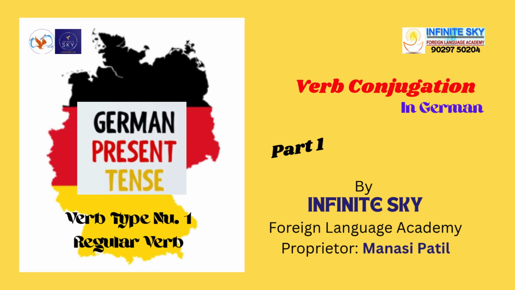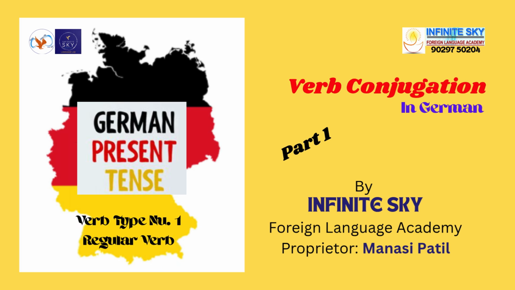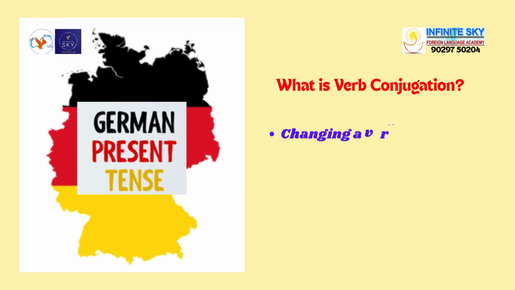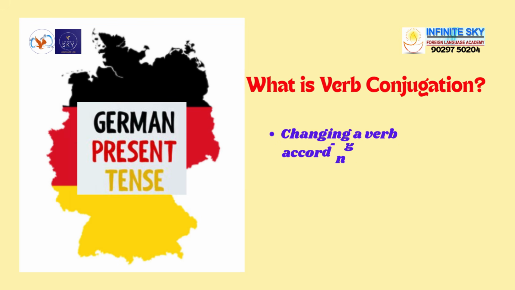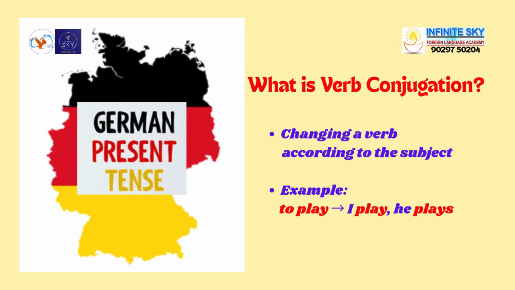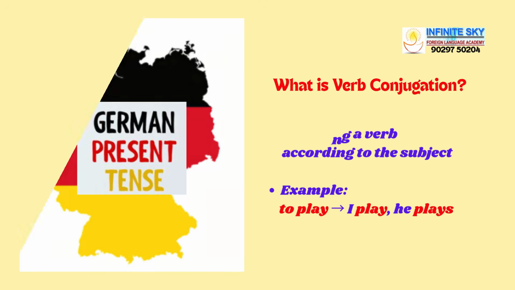So, welcome to German Verb Conjugation. Verb conjugation simply means changing the verb form depending on who is doing the action. In German, this change is very systematic. Once you learn it, everything becomes easier.